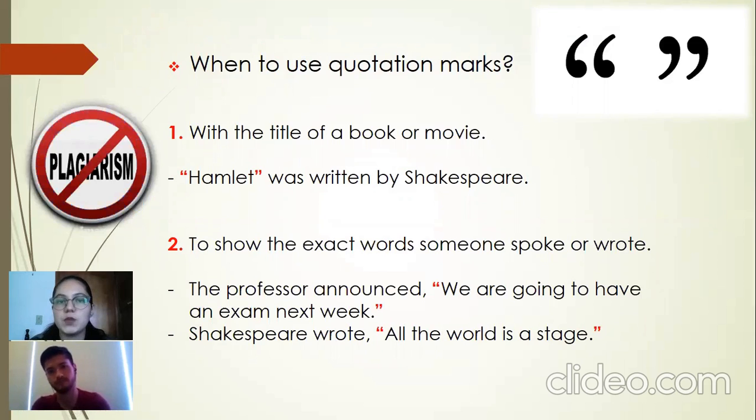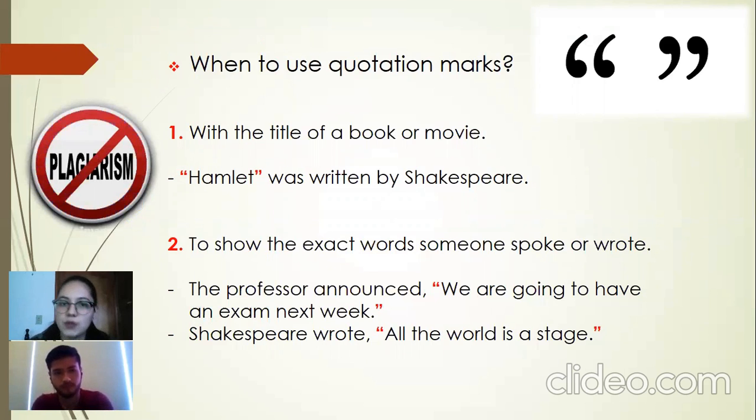When to use quotation marks? We use quotation marks to attribute ideas and words to the original speaker. In other words, we use quotation marks to show that someone else has said something. If we don't use quotation marks, it's what we call plagiarism, especially when we are duplicating someone's work. We must avoid that, especially in academic writings.